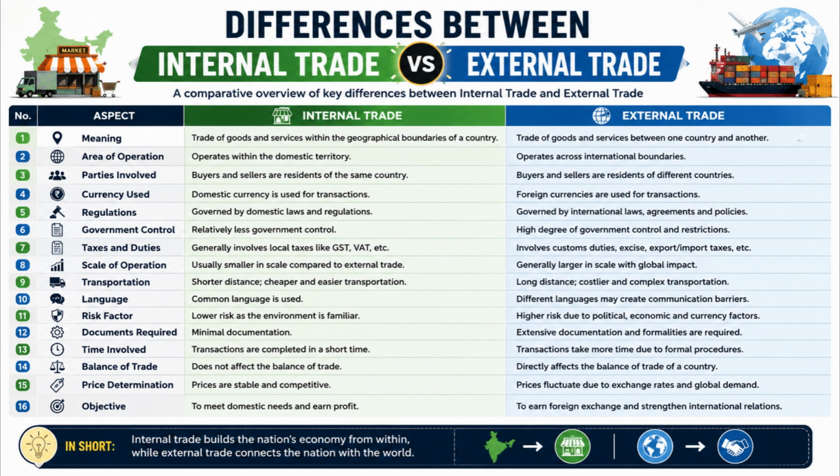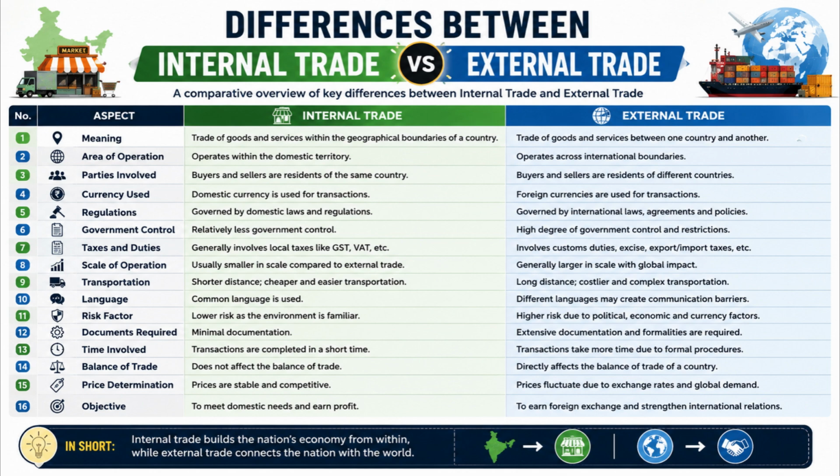Number 9. Internal trade involves shorter transportation distances and lower transportation costs, whereas external trade involves longer distances and higher transportation costs. Number 10. Internal trade usually takes place using a common language, whereas external trade may face language barriers due to different languages.